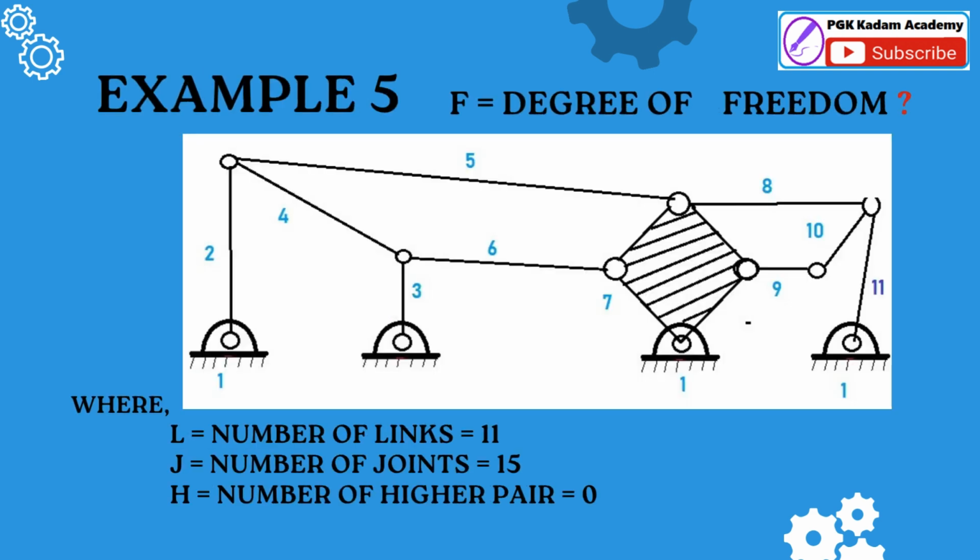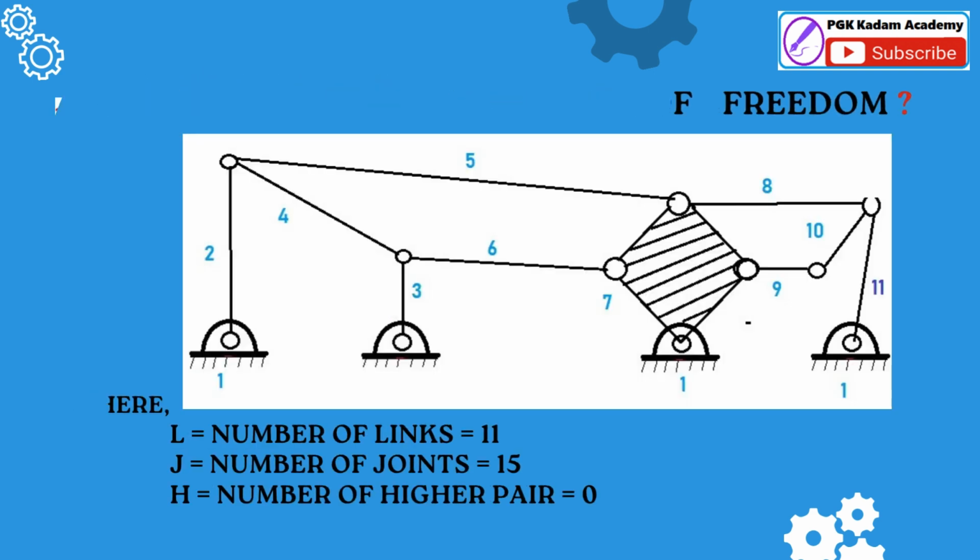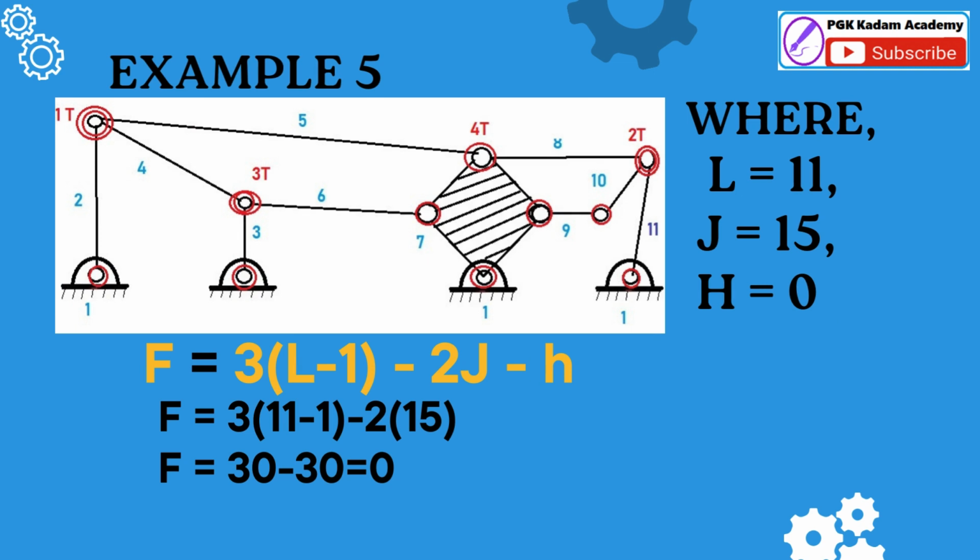Example 5. Complex mechanism shown in the figure. Degree of freedom F equal to 3 times (L minus 1) minus 2 times J minus H. Here shown in the figure by observation of the mechanism, L equal to number of links in the mechanism is 11, J equal to number of lower pairs in the mechanism is 15.